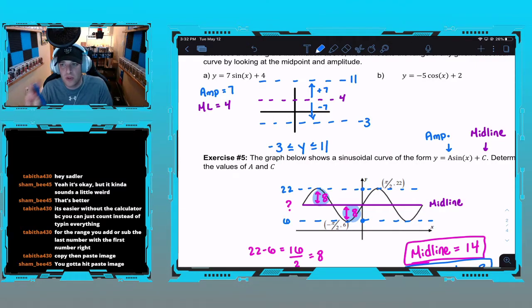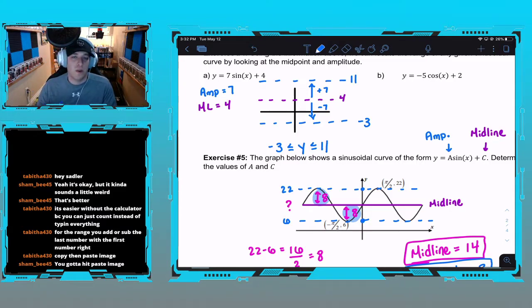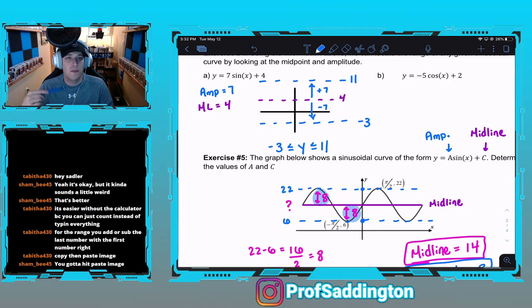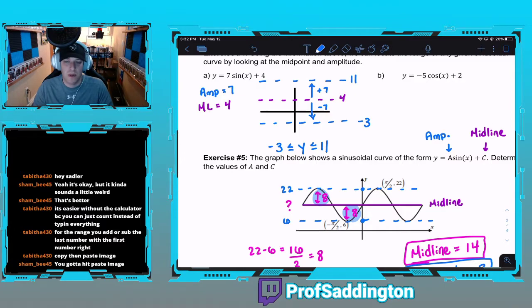So those are the two important things about today. Amplitude will always represent how high and how low you are from the midline, and the midline is just the middle line. Okay?